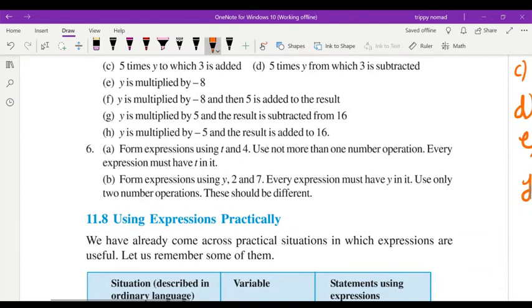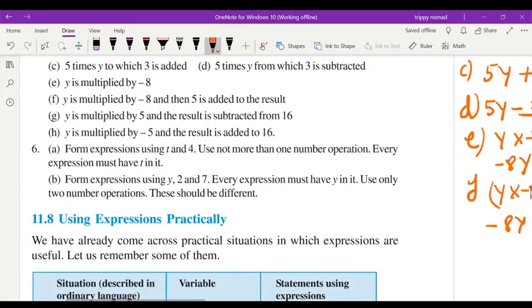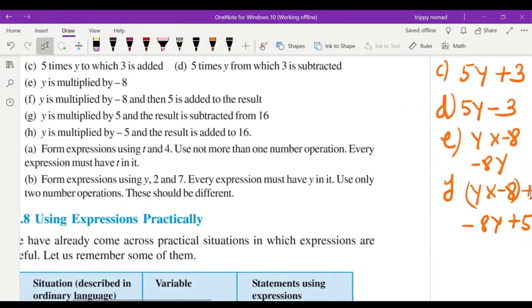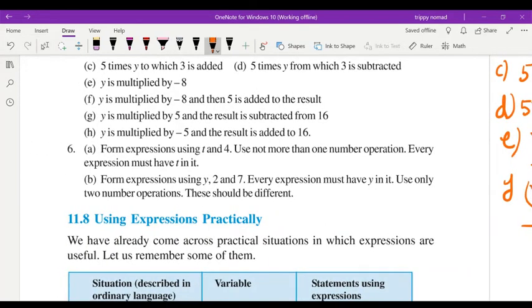After that, which one have we done? F we have done. Now G, H. Y is multiplied by 5: 5y. And the result is subtracted from 16. So 16 minus 5y will be there. Y is multiplied by minus 5. The result is added to 16. 16 plus, here what was it, minus 5y. So this will be the answer.